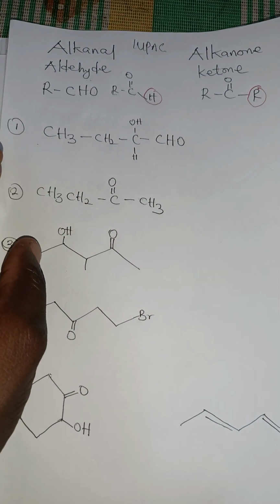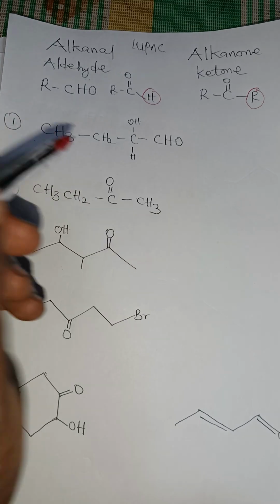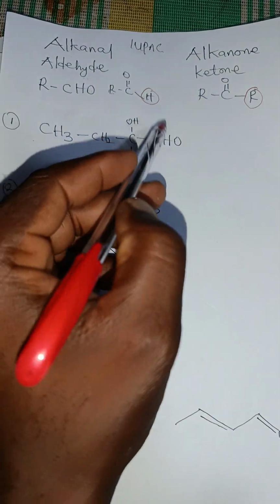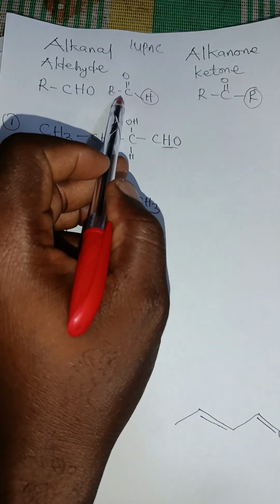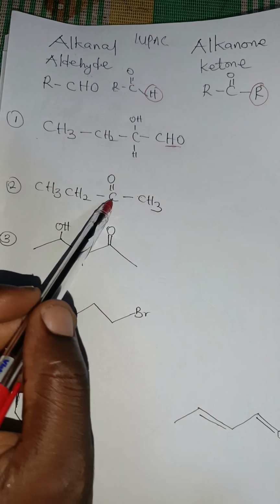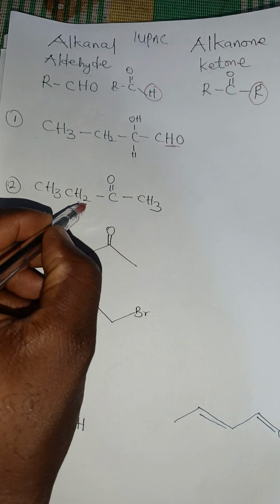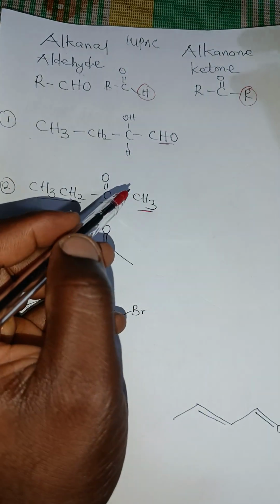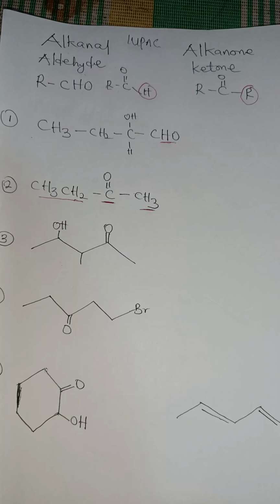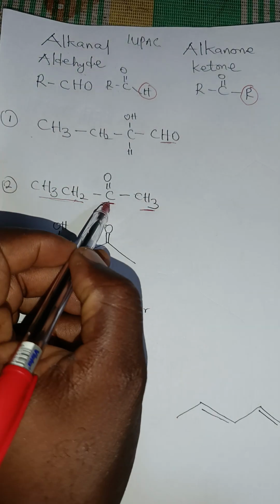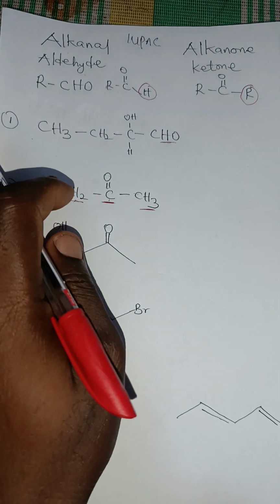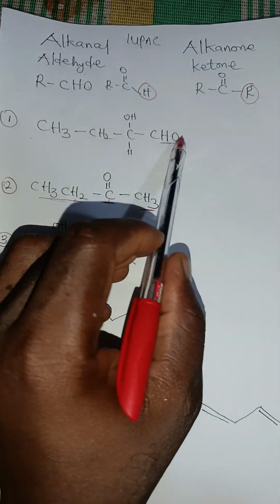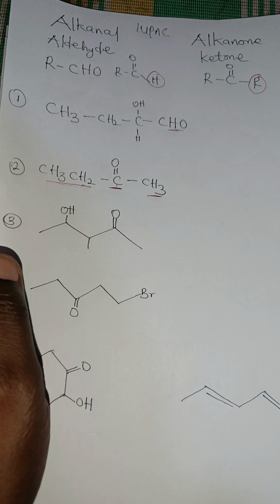So how do we name them? Now, you should have known that this compound has CHO. CHO is coming from here, which is alkanal. This one has R, C double O, R. R is an alkyl group. I know you know that. So this is R, C double O, R. This is alkanone. This is alkanal.